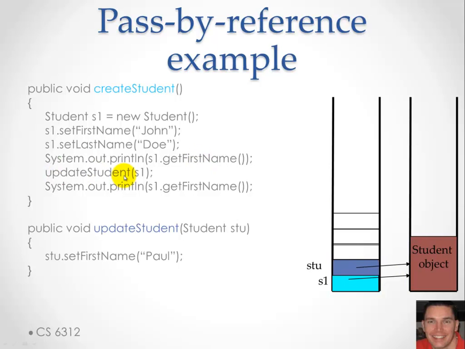Now when I call updateStudent, it comes out here on the stack and reserves memory slots for the local variables of that method. One of the local variables here is student, or stu, so it puts student in there.